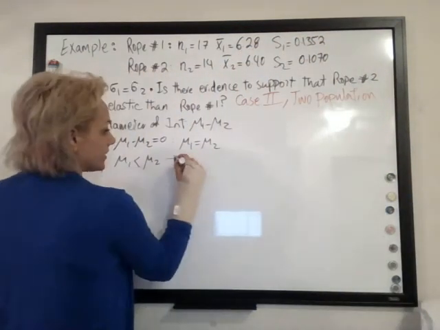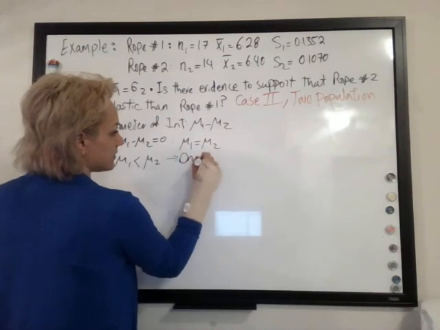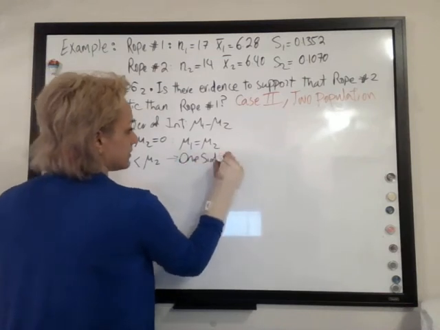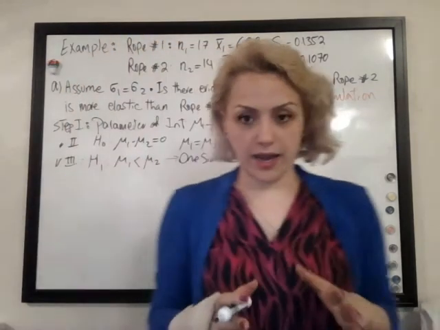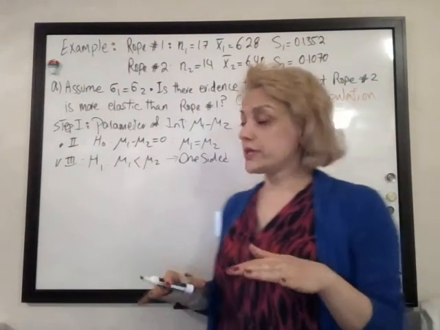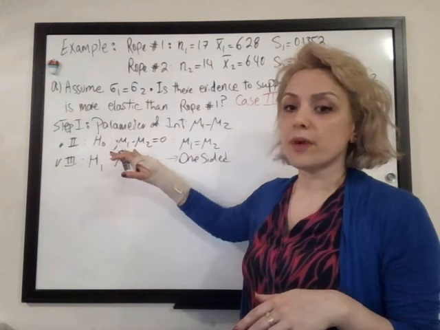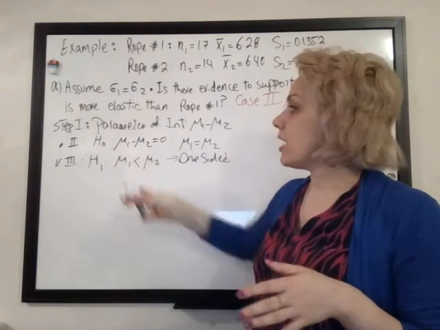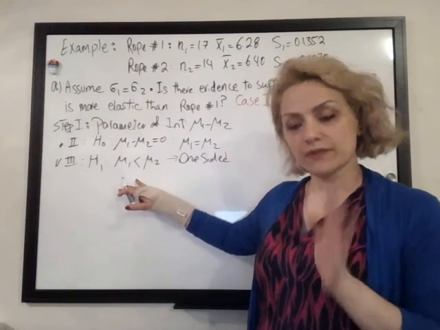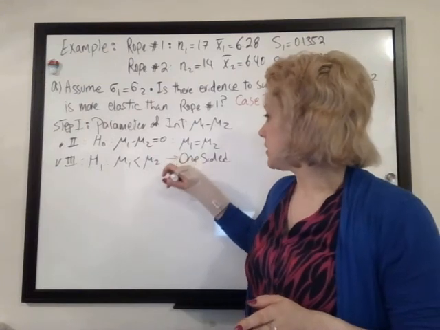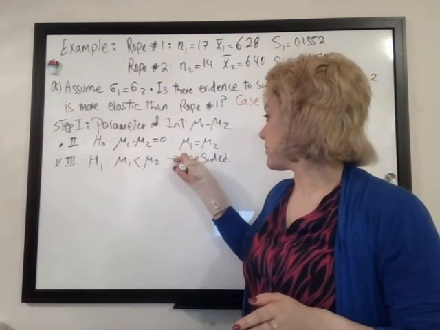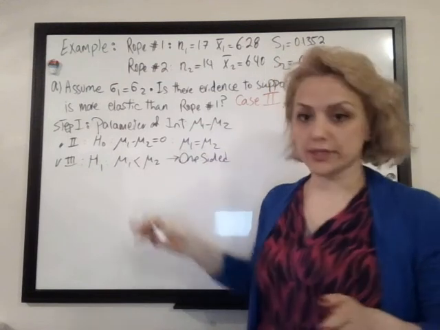So I would write down here, it's one-sided. It's a one-sided test. At this level that we are working, we always consider the null hypothesis as the equality sign, but the alternative, even if it's one-sided, is mu1 less than mu2. We want to see if we can support this or not.